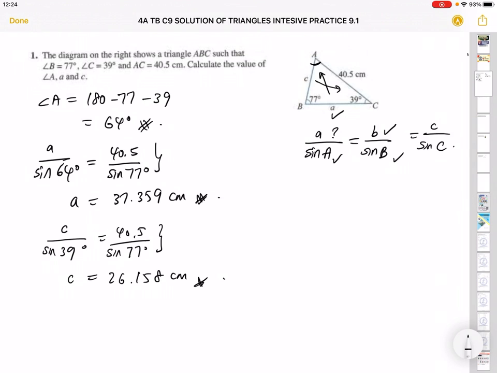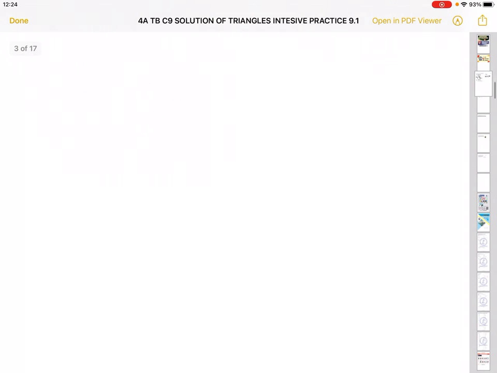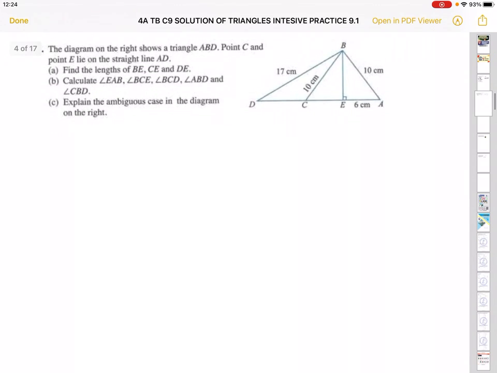Okay, so let's move on to question 2. Alright, question 2. Here we are given a triangle, right, such that we are supposed to find the lengths of BE, CE, and DE. Okay, number one, if you look at this triangle, this is a right angle triangle. ABE, it's a right angle triangle.